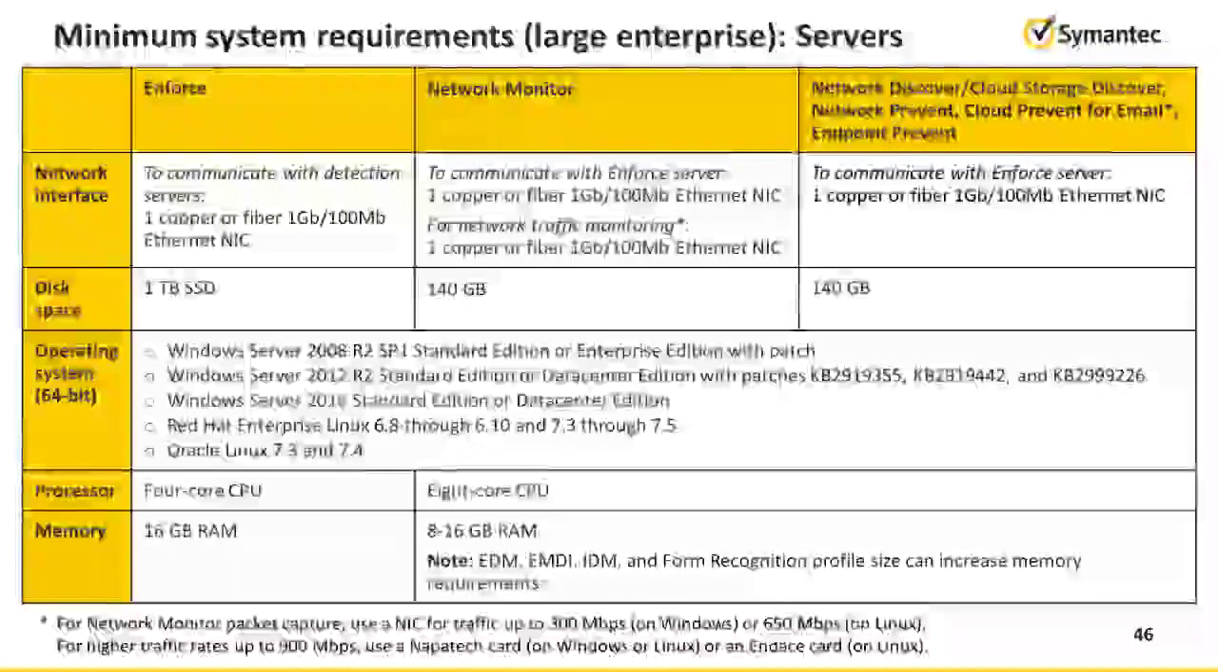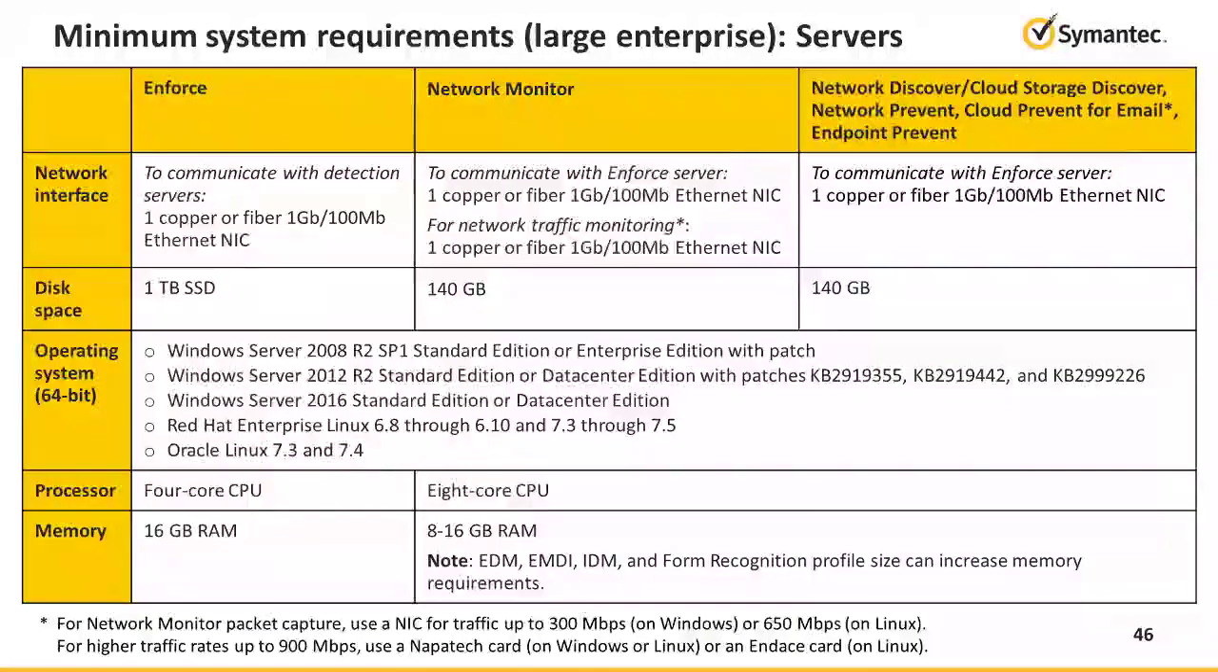This figure shows the sample minimum system requirements for the Enforce server and the various detection servers. These requirements are tailored to large organizations, defined as having more than 10,000 employees, and having more than 40 megabits per second of network traffic, which require robust policies for detection. Note that these are minimum requirements, and that your organization may require more resources than indicated here.